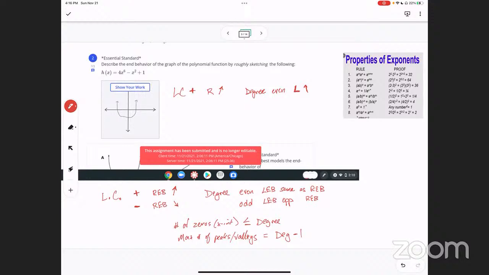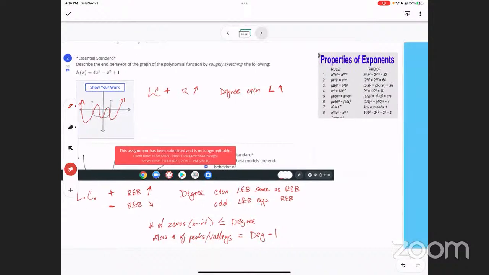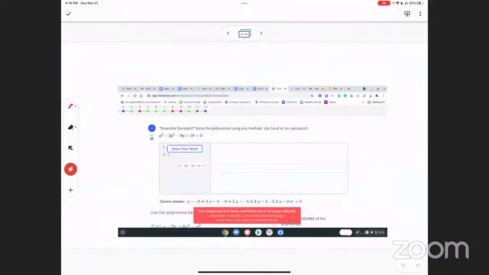You understand? So it could have gone like this. 1, 2, 3, 4, 5. That could have been your graph. You see how I have 1, 2, 3, 4, 5, 6 x-intercepts, and I have 1, 2, 3, 4, 5 peaks and valleys. Okay. Good for that one?